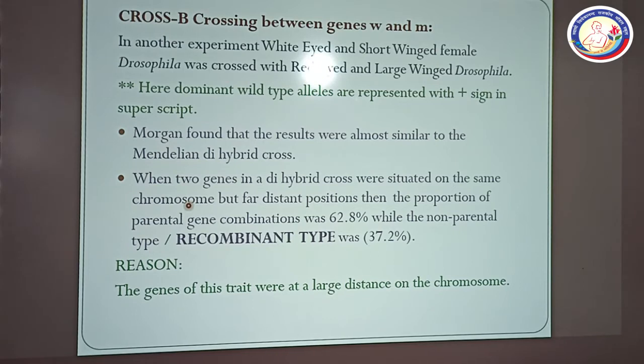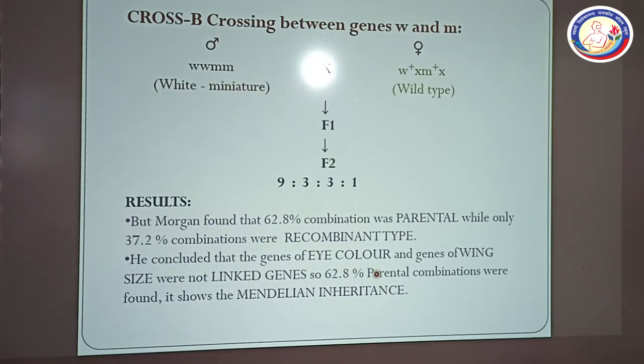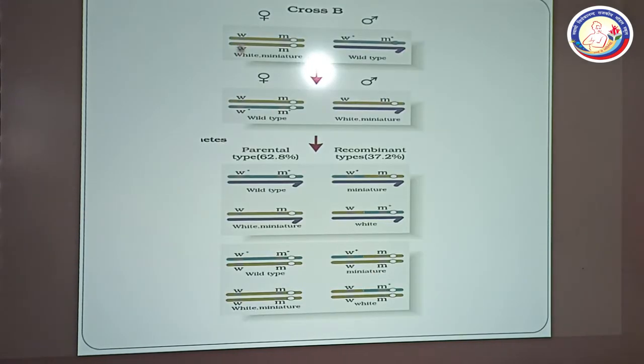When two genes in a dihybrid cross were situated on the same chromosome but at far distant positions, then the proportion of the parental gene combination was only 62.8%, while the non-parental type or recombinant type was 37.2%. It means distance matters. What is the reason? The genes of this trait were at a large distance on the chromosome. You can see the figure here. This is the W gene and M gene, and the distance between these two is very large. So the parental type is 62.8% and recombinant type is 37.2%.